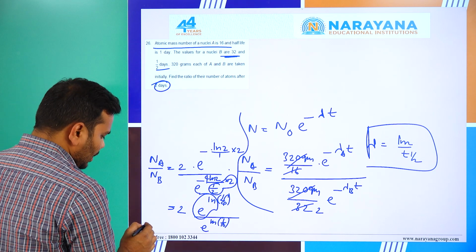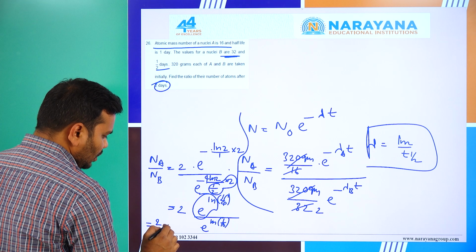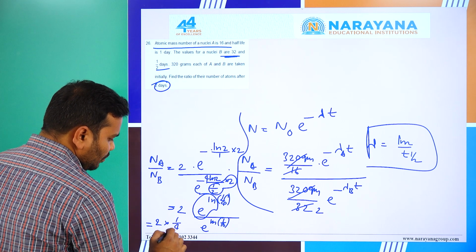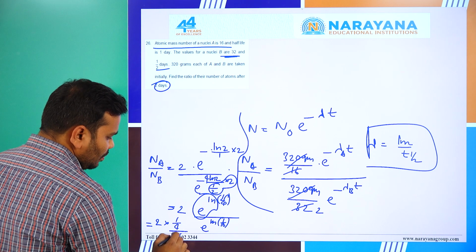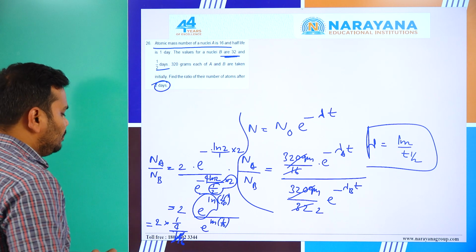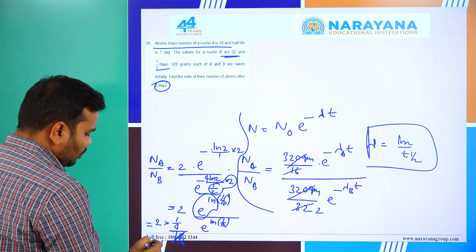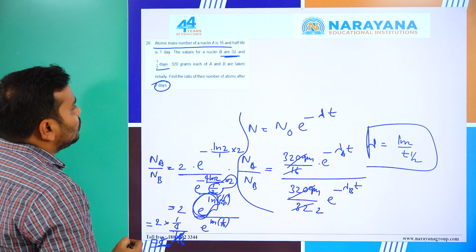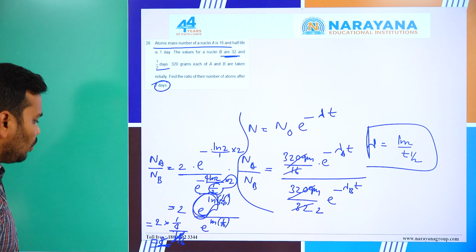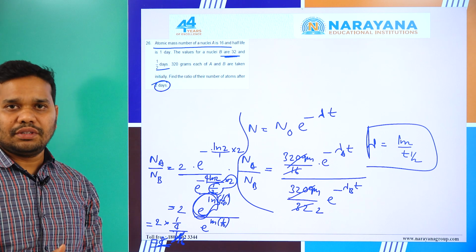So ultimately this will become 2 into 1 by 4 divided by 1 by 16. This will become 4 times 2, which is 8. So the ratio of the number of nuclei of the atoms present after 2 days is equal to 8. Okay, that is all. Thank you so much.